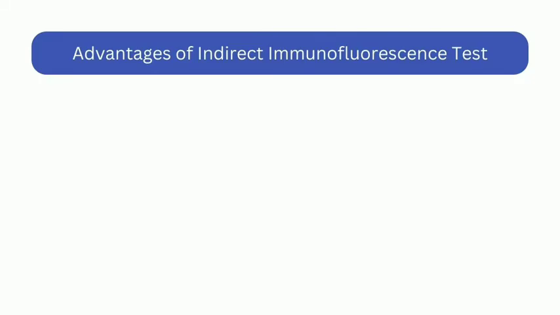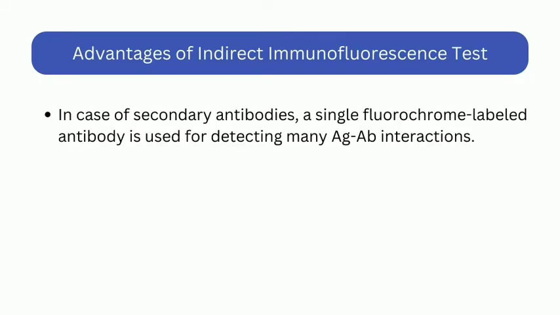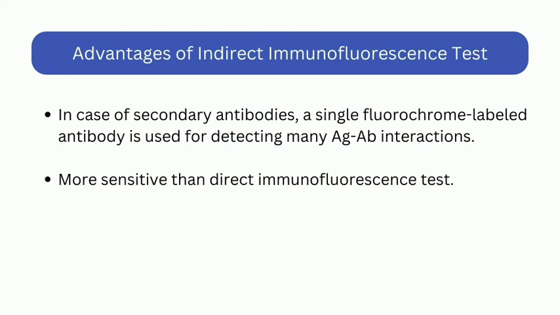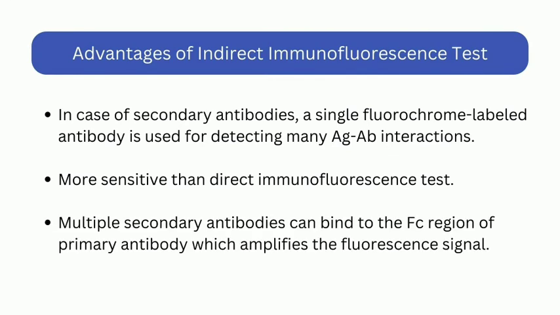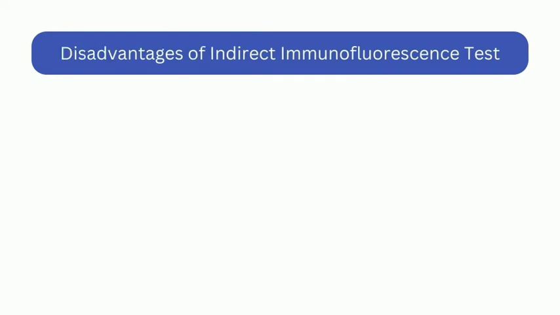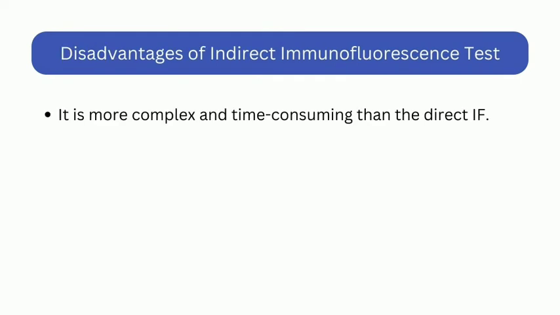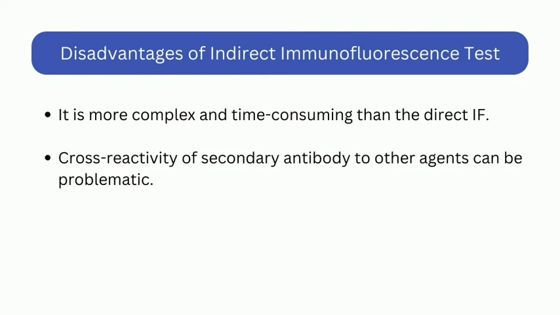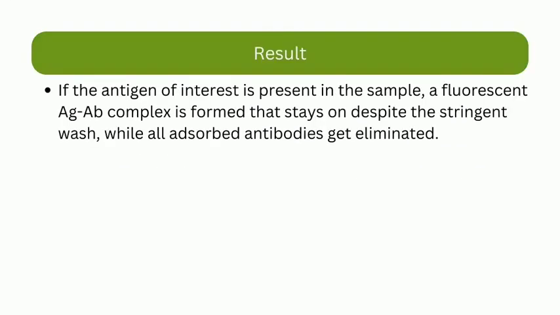Its advantages are that in the case of secondary antibodies, a single fluorochrome labeled antibody may be used for detecting many antigen-antibody interactions. It is more sensitive than the direct immunofluorescence, and multiple secondary antibodies can also bind to the Fc region of the primary antibody, which amplifies the fluorescence signal and empowers the visualization. Its disadvantages include that it is more complex and time-consuming than the direct immunofluorescence. Cross-reactivity of the secondary antibody to other agents can also be problematic at times.